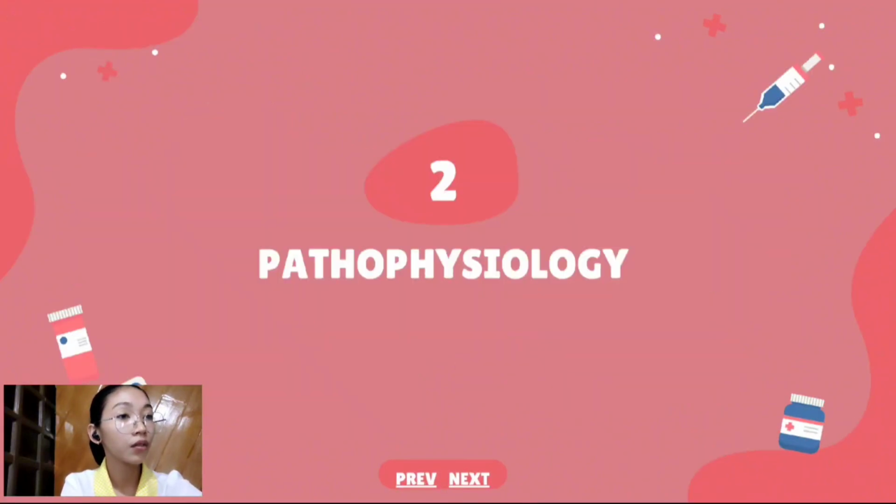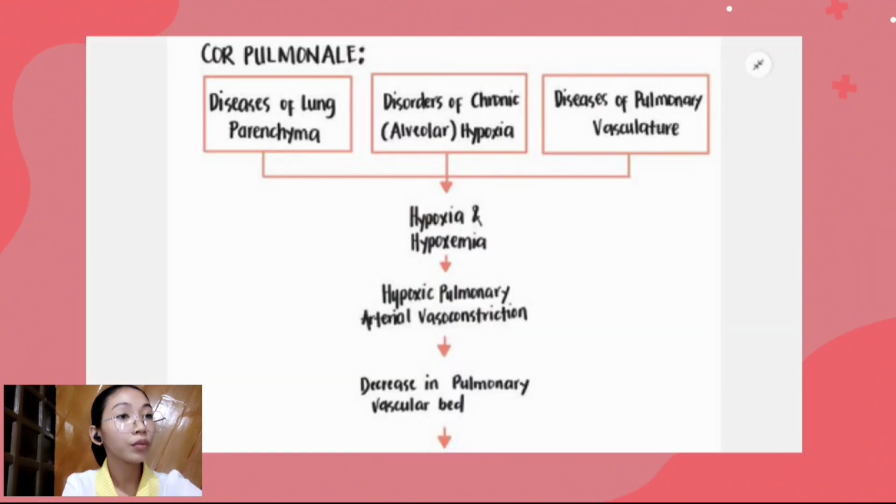Next we have here the pathophysiology. Cor pulmonale, also referred to as pulmonary heart disease, develops in response to chronic pulmonary hypertension resulting from the following. First is the diseases of the lung parenchyma, disorder of chronic or alveolar hypoxia, diseases of the pulmonary vasculature. So all of these diseases and disorders lead to hypoxia, which is low oxygen levels in the blood, and hypoxemia, which is low oxygen levels in the tissues. This happens when the diseased area of the lung is unable to deliver oxygen to the blood.